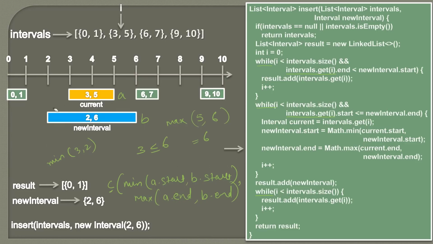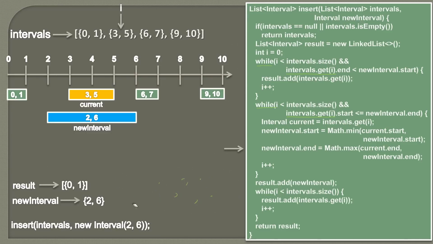Because this new interval completely overlapped the current interval. Moving ahead. Now we are done with this interval also. So we'll increment I. I reaches 6, 7. So here I is less than intervals.size. Now here if we do intervals.get I, we get 6, 7.